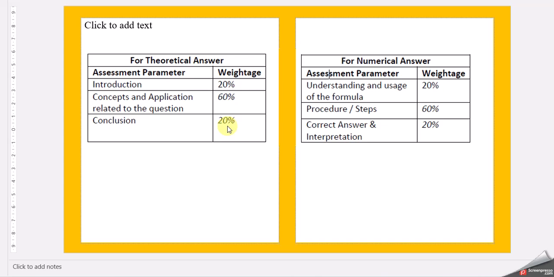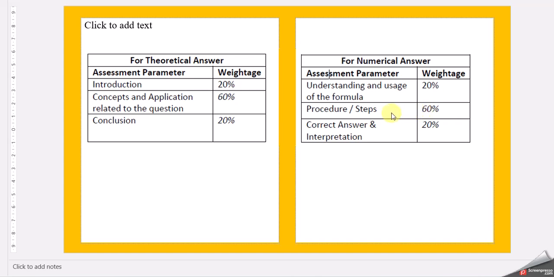It will carry 20%. In case of financial accounting and analysis, some questions can be numerical questions. In the numerical questions, initially the understanding and usage of the formulas will carry 20%. So a brief explanation about what it is and which kind of formulas you are going to use will give you a 20% weightage. Then step by step solutions, how you're going to solve.